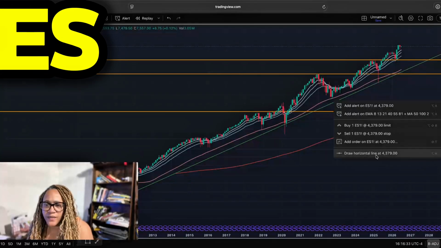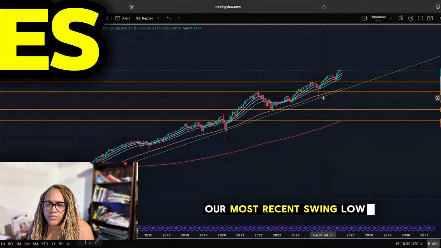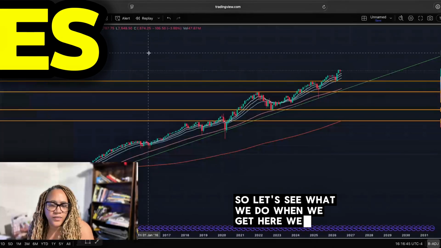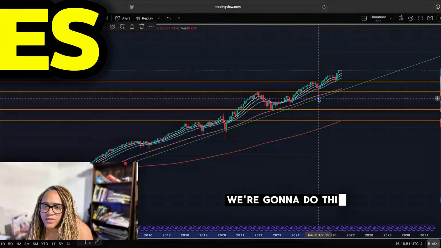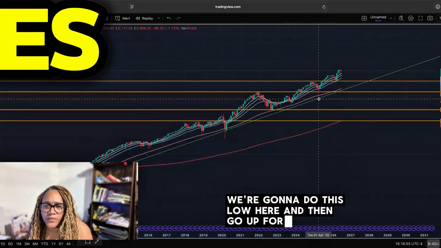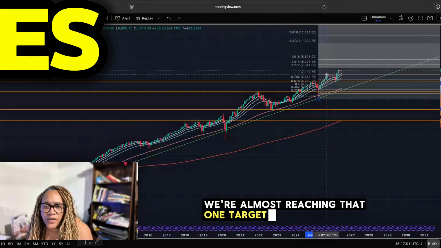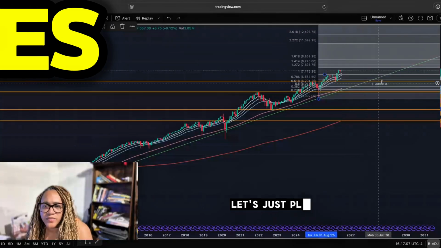Now, technically, our most recent swing low, we can do from here, or we can do it from here. So let's see what we do when we get here. We are going to do this low here and then go up for future target area. If we do it here, we're almost reaching that one target from that swing. So I wonder if we should just plot off of here. Let's just plot off of here.